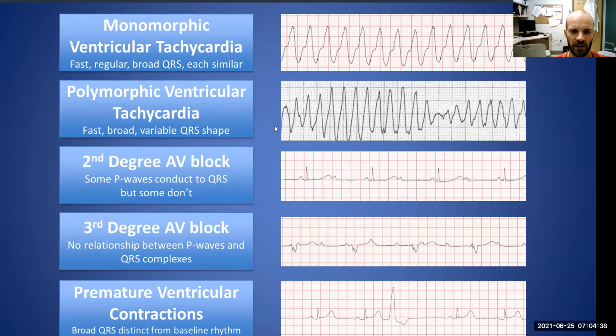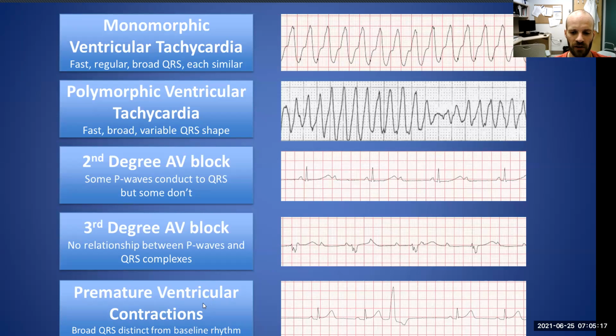We looked at polymorphic ventricular tachycardia, which is kind of similar to monomorphic VT, except that every beat changes. It's fast, broad, with a variable QRS shape, often in this sort of sinusoidal pattern called torsade de pointes. That's common in things like long QT syndrome. We then looked at forms of heart block. We looked at second-degree AV block, where some P waves conduct to the ventricles, but some don't. There are more P waves than QRS complexes. And we looked at third-degree AV block, which is similar, except that there's no relationship at all between the P waves and the QRS complexes. They're completely dissociated from each other with a variable timing with every beat.